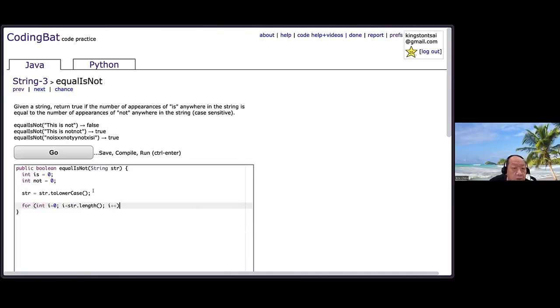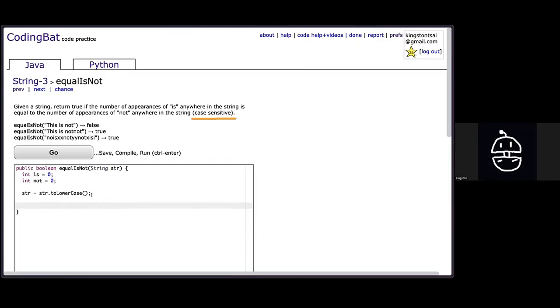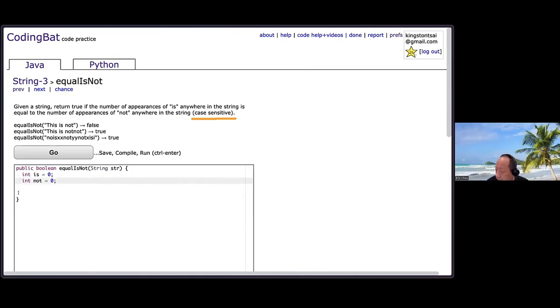No, this one, wait. This one says that it is actually case sensitive. Okay, read the problem, okay? You always ignore it.